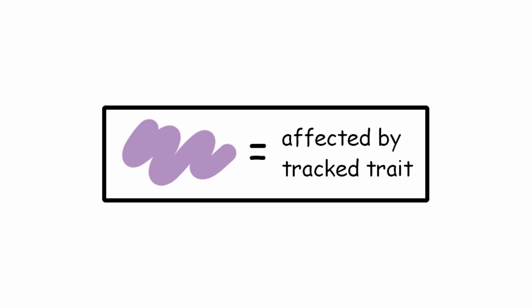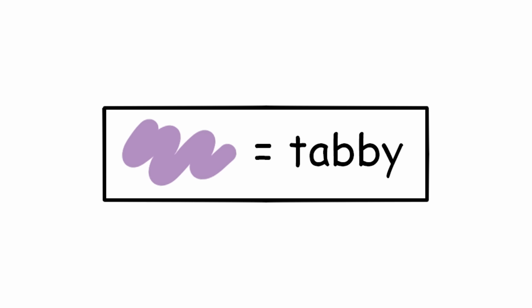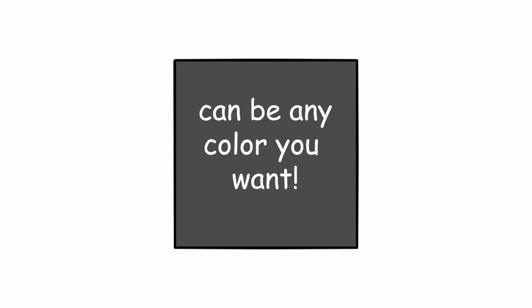Then we have to know what trait is being tracked. For this pedigree, let's say we're tracking tabbies again. A colored-in shape shows us that the tracked trait is expressed. We call this affected. So this colored square is a male tabby. He is affected by the tabby gene. This uncolored square is a male non-tabby. He is unaffected by the tabby gene. It's not doing anything to him because he doesn't have it.